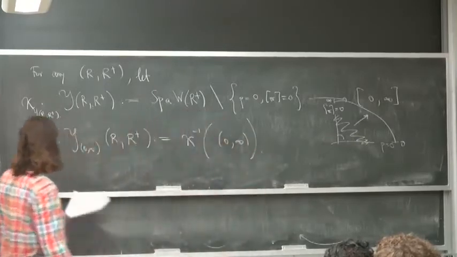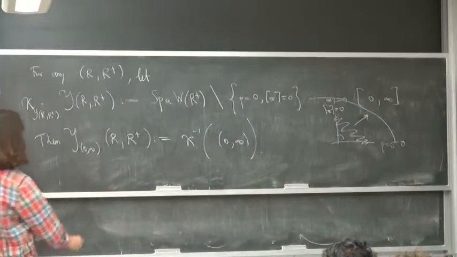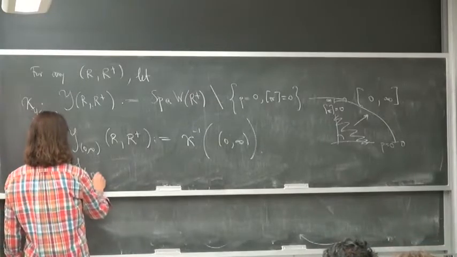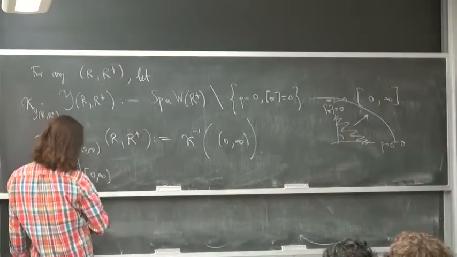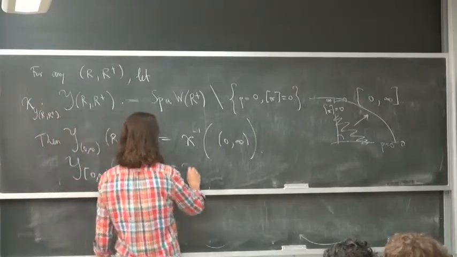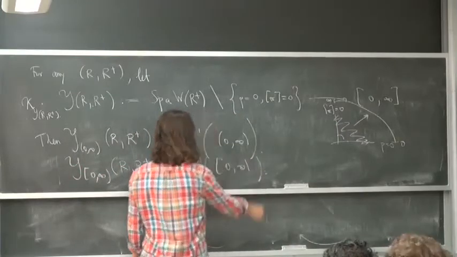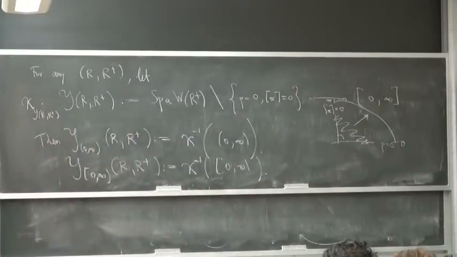Then this Y open bracket 0 infinity is just the inverse image of 0 infinity, and I also have something which includes the p equal to 0 part. So on underlying sets, this kappa map, for any point you have this kind of associated rank 1 point.